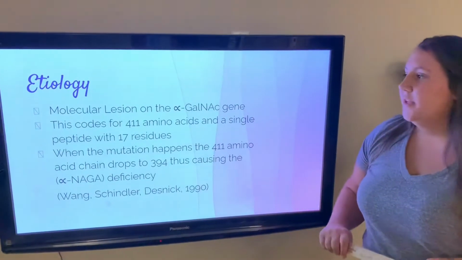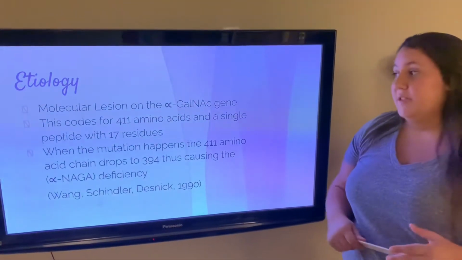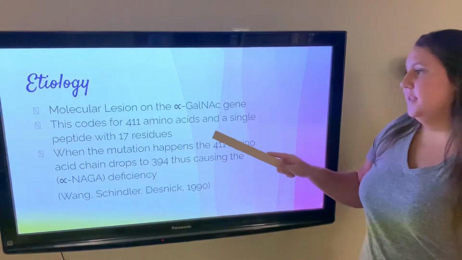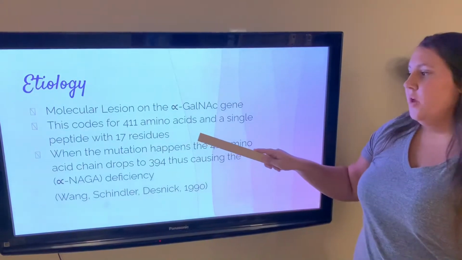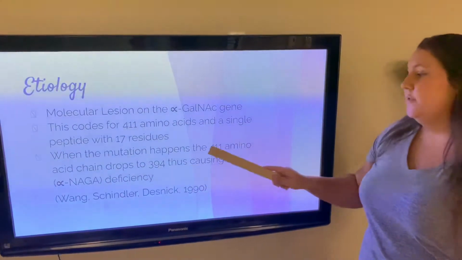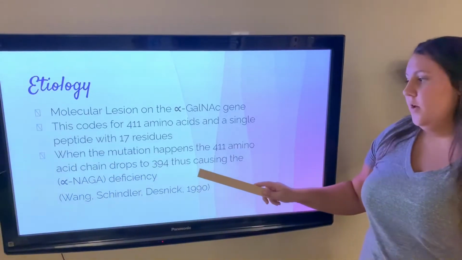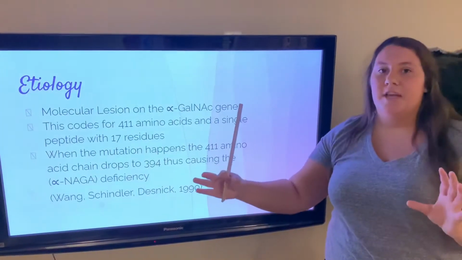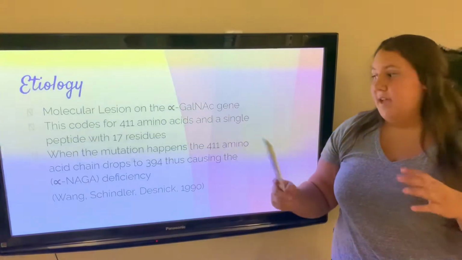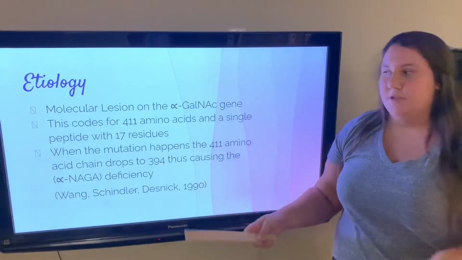Etiology. Molecular lesion on the alpha-galactosaminidase gene. This is what causes Schindler disease. So the code on the gene is for 411 amino acids and a single peptide with 17 residues. So what happens when the mutation occurs is the 411 chain drops down to 394, and this is what causes the alpha-NAGA deficiency. So what happens is you have this really long chain, a mutation comes along, and a piece of it gets broken off, and the enzyme alpha-NAGA kind of disappears, and it no longer breaks down the substrates that it's supposed to.